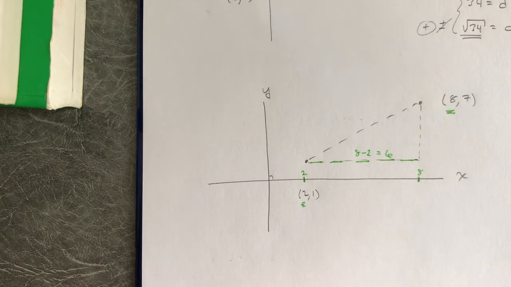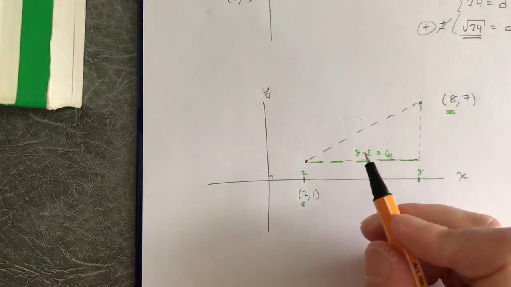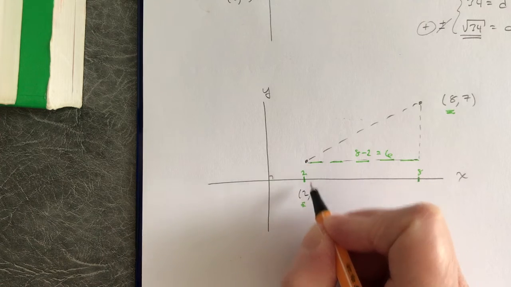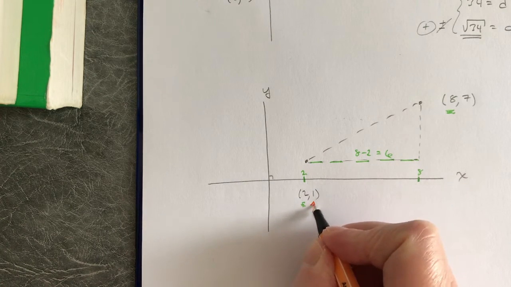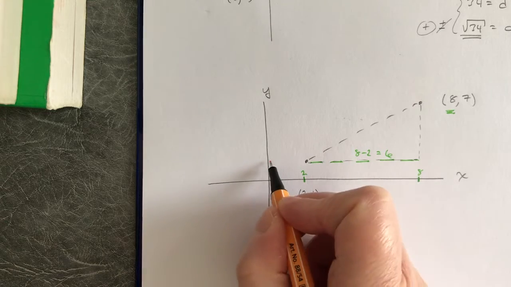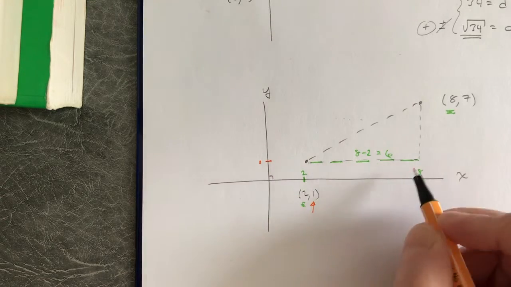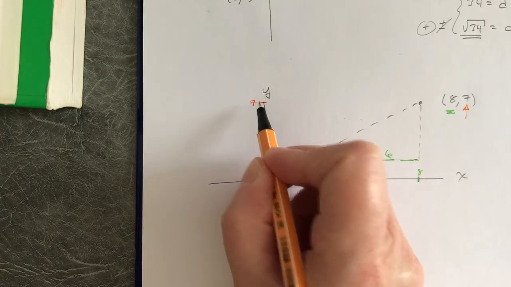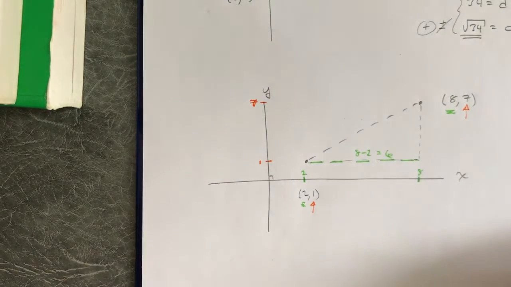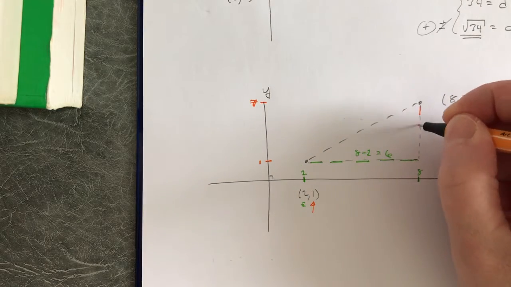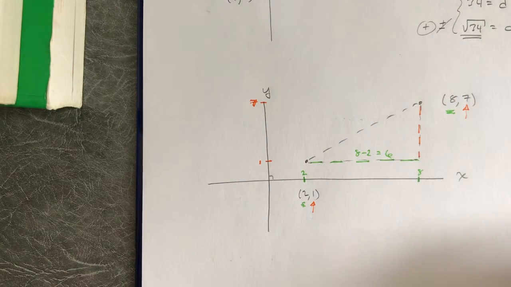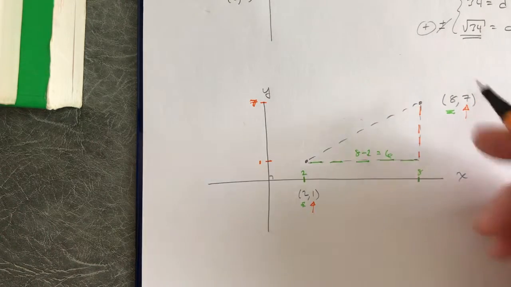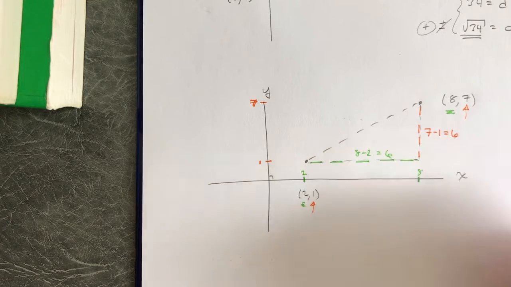And I can do the same story in the vertical. Let's use orange. So this point here, 2, 1, the y-coordinate is 1. That means you've come up to a height of 1. And over here, my y-coordinate is 7. That means that you came up to a height of 7. So this vertical side of my triangle, well, it's as high as 7, but it only goes down to 1, so that's a side length of 6.